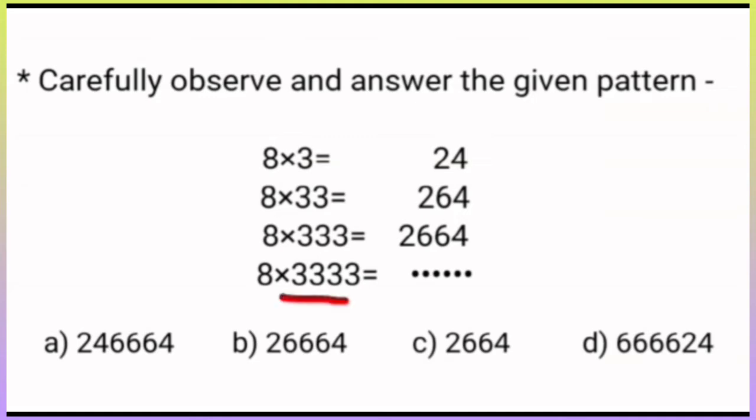In the same way, 8 multiplied by 3333 means 4 3s. Then we will put 3 6s between 2 and 4. So, this is the correct one. So, let's see which option is correct. Is it option A? No. Now, option B. It matches with the answer. So, we put a tick here.